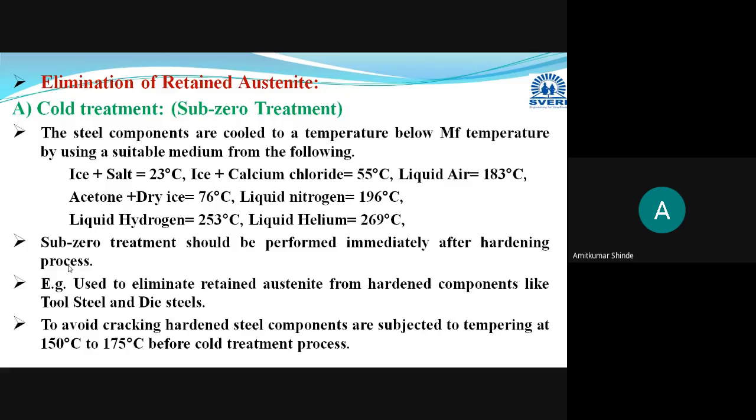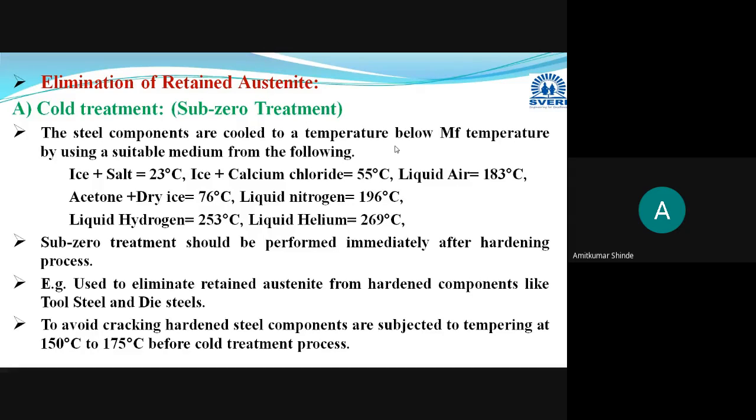So to eliminate that retained austenite, immediately you have to perform this sub-zero treatment on the steel component after the hardening process. And how is this sub-zero treatment or cold treatment process conducted? The steel component is cooled to a temperature below its Mf temperature.